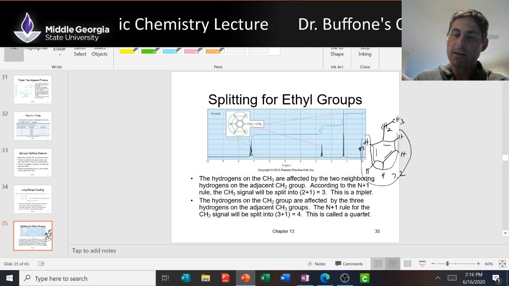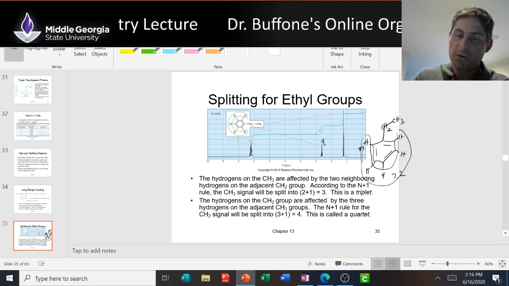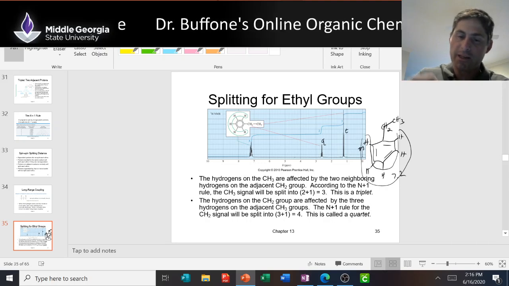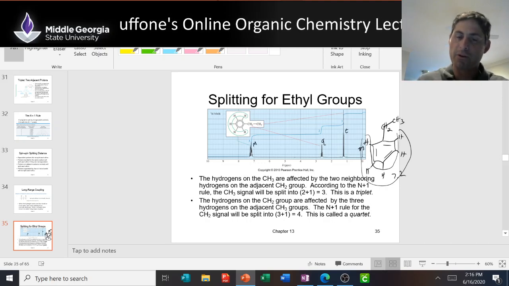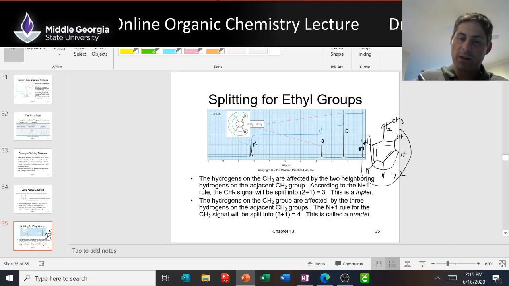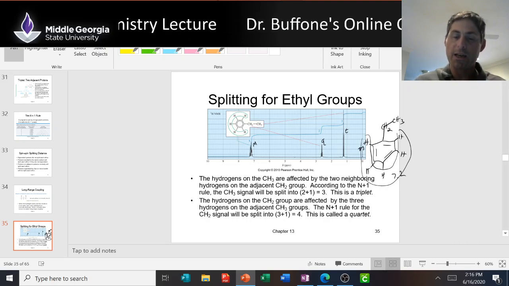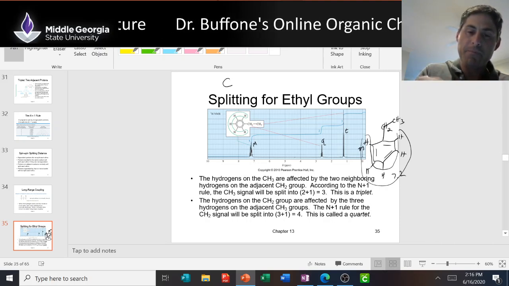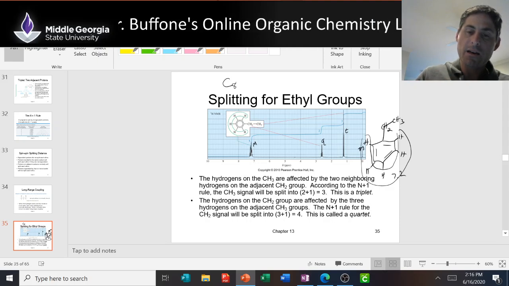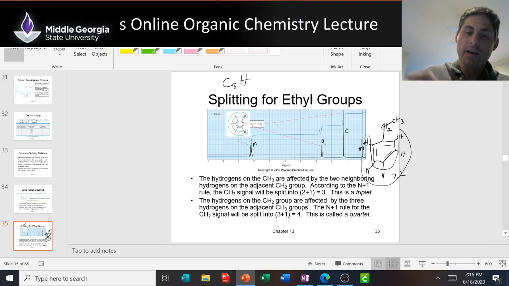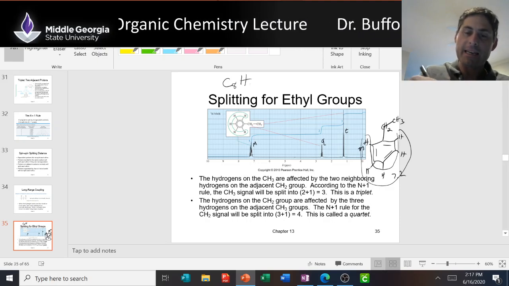That's a quartet. So I'm going to put a Q there for a quartet, a T there for a triplet, and this would be an M for a multiplet. All of these would fall under this signal. 5 to 2 to 3. So I would get 8 carbons, and then I would get 10 hydrogens.